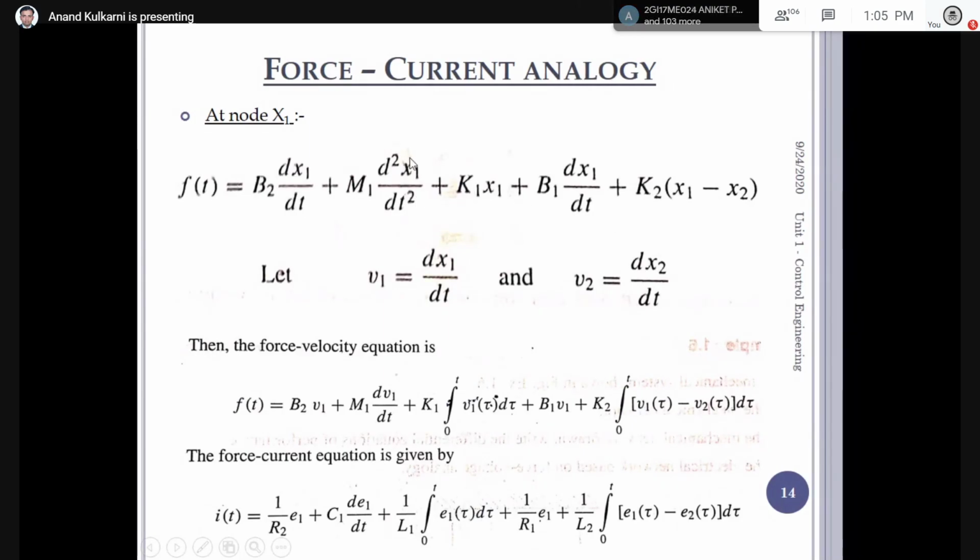To reduce the confusion, you can arrange it like this. First you write the acceleration term, then the velocity terms, then the displacement terms. You write it.